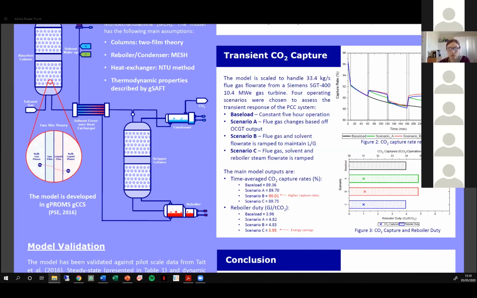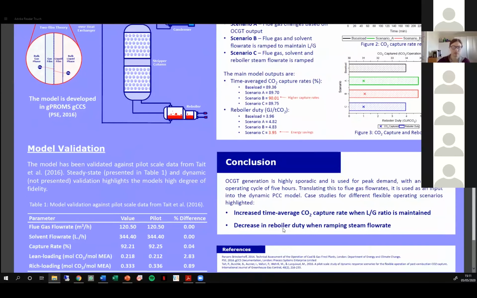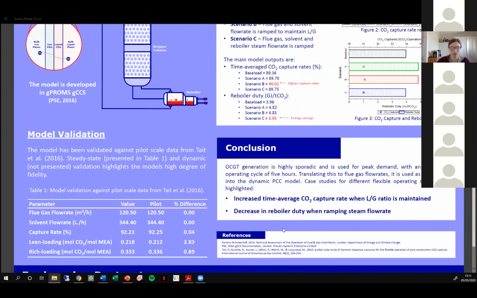When controlling the solvent flow rate to maintain the liquid to gas ratio, there is an increase in time-average CO2 capture rate. And then when you ramp the reboiler steam flow rate in accordance with the flue gas flow rate, you get a lower reboiler duty, albeit a very small decrease, but a saving nonetheless. So this shows that in very highly transient systems, the frequent changes never allow the system to return to steady state, and it actually benefits from this in terms of capture rate and lower energy demands.